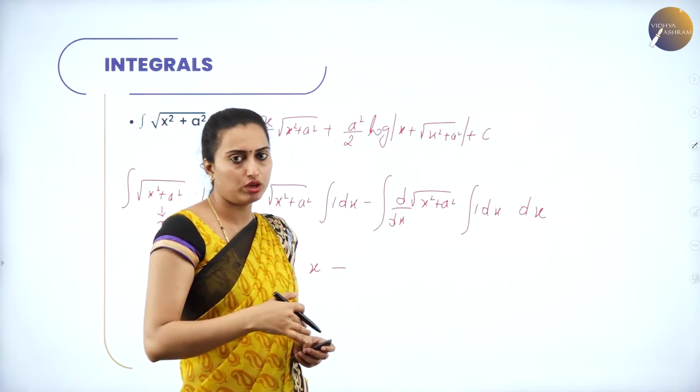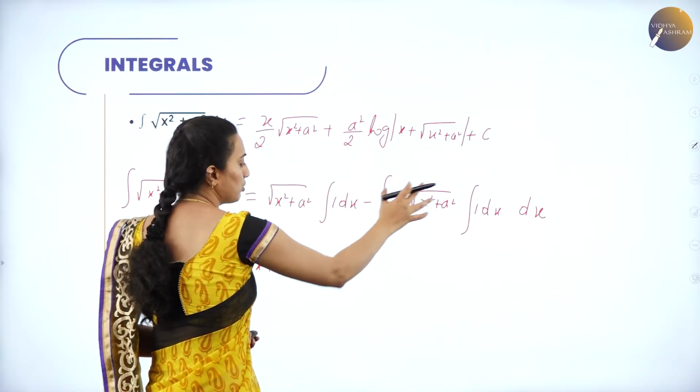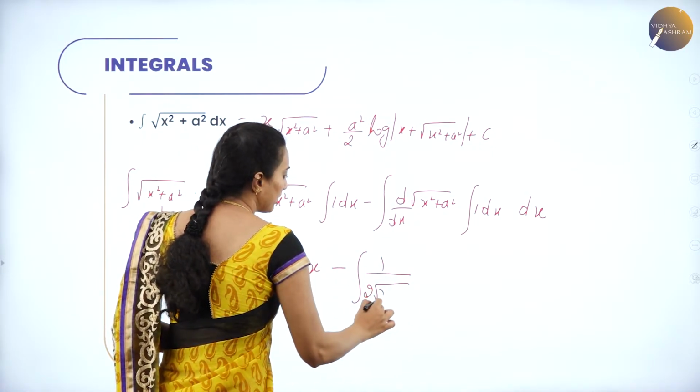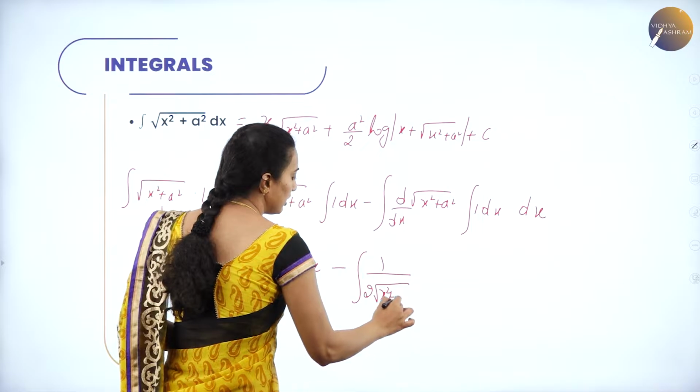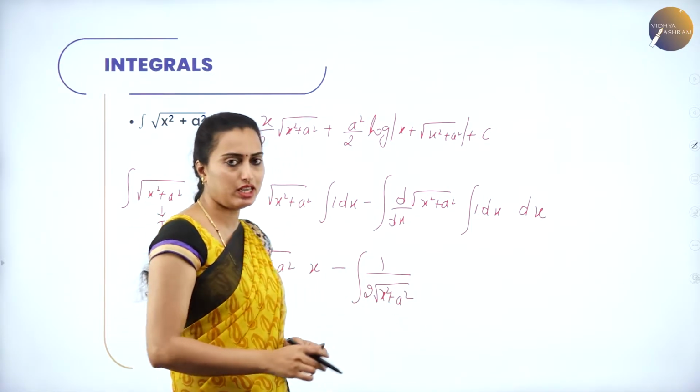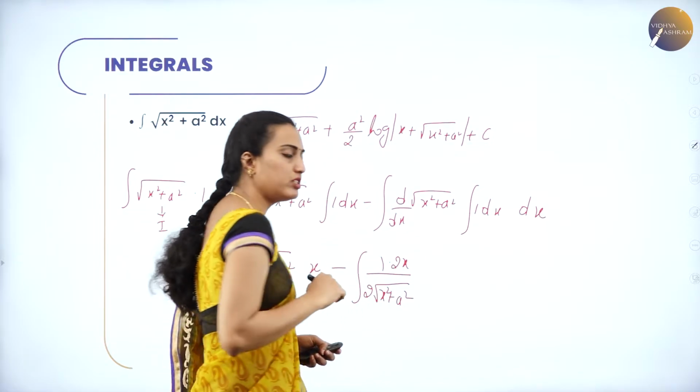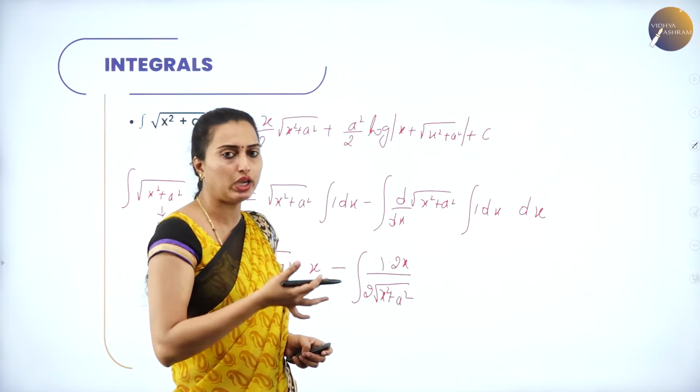1 divided by 2 root x. So first consider this one as root x, which will become 1 divided by 2 root x. Again, inner side differentiation: x squared plus a squared. X squared differentiation is 2x, into 2x. A squared differentiation is 0. 2x plus 0 is 2x only, right?